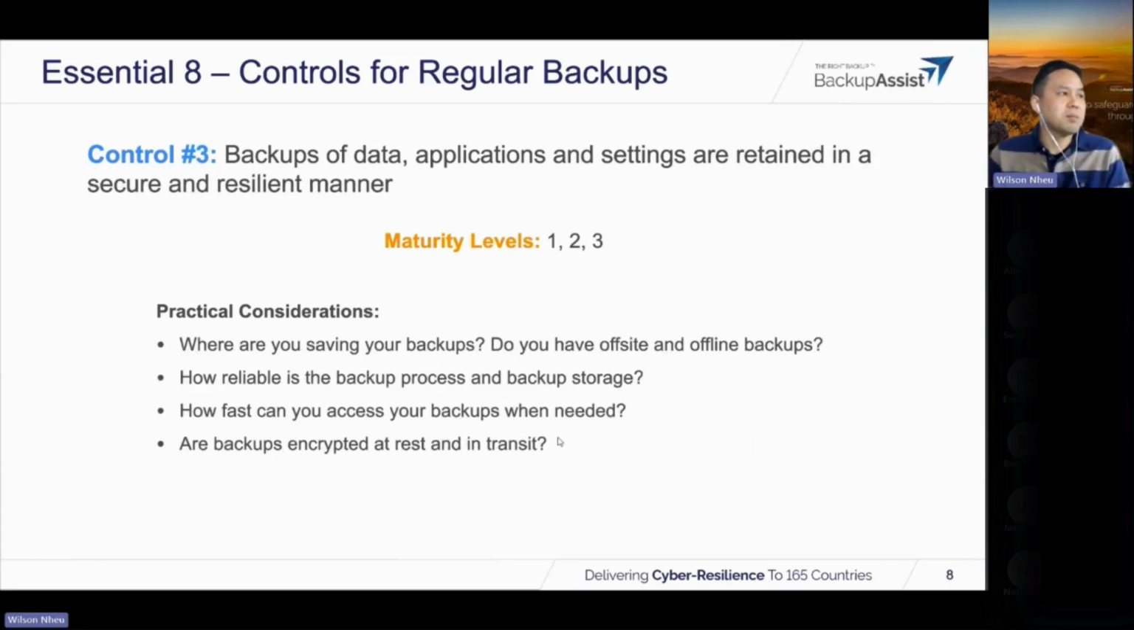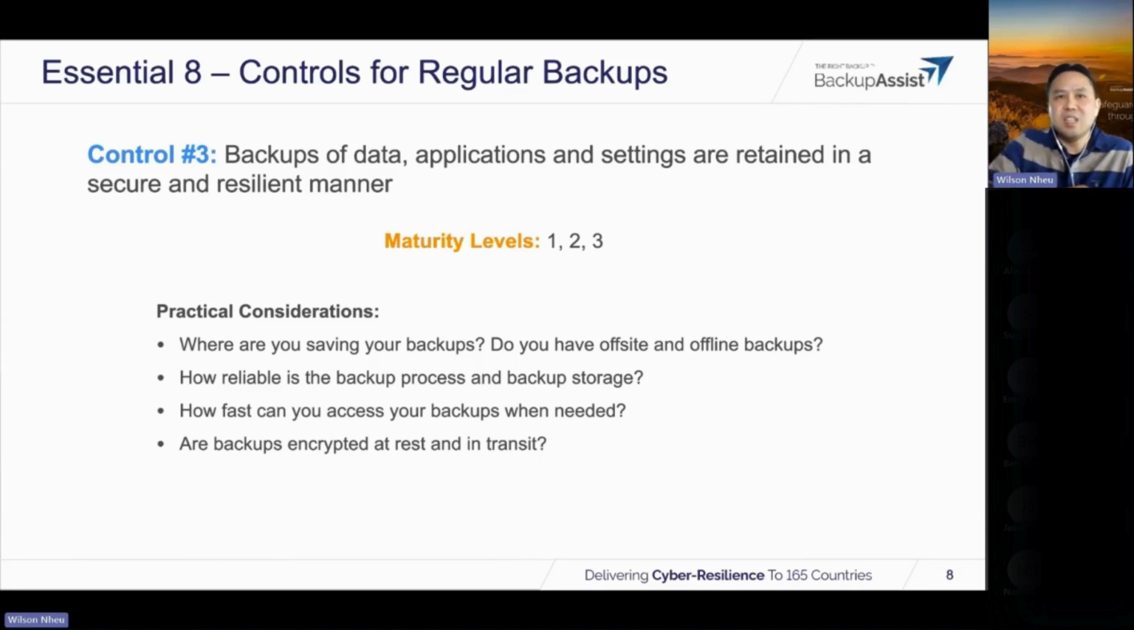Okay, so now moving on to control number 3. Control number 3 is about making sure that your backups are kept or retained in a secure and resilient manner. Again, as I mentioned before, controls 1 to 6 are required for maturity levels 1, 2, and 3. So what does this mean practically? Well, the kind of questions you want to ask is, where are you saving your backups, and do you have them offsite and offline?